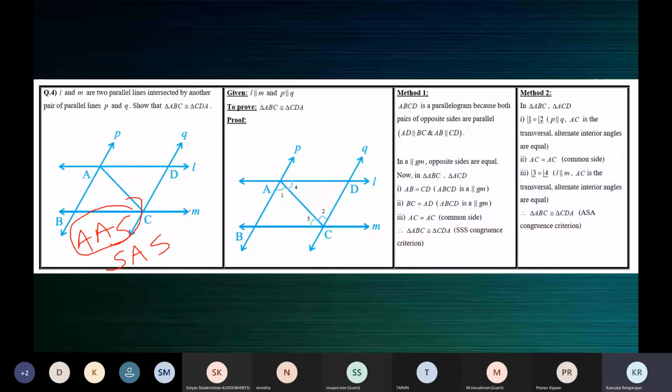Ma'am, two angles and the side. Yeah, tell me, no. Tell me the equalities. Ma'am, the angle of the first triangle. Yeah, I'm waiting. Yes, please tell me. First, tell me for AAS. Ma'am, for this figure, ma'am.